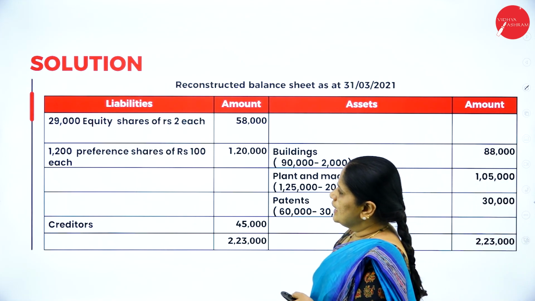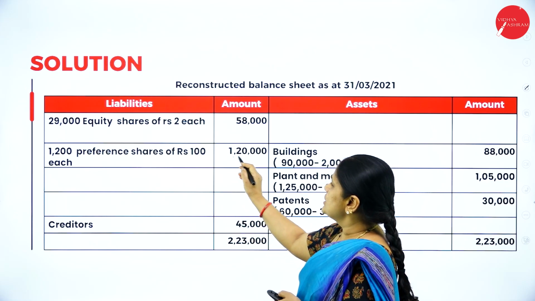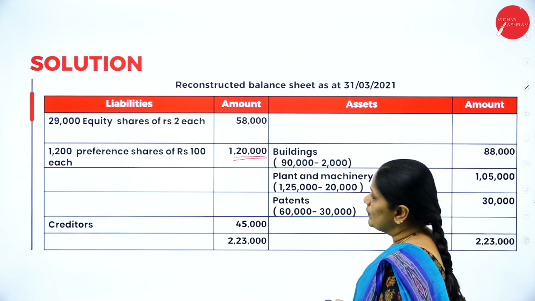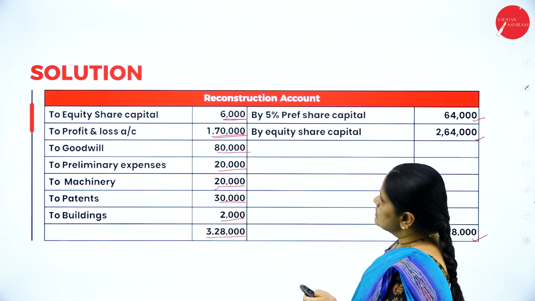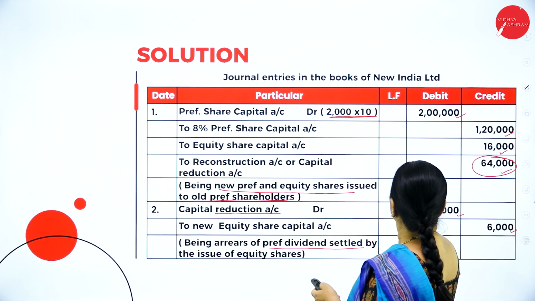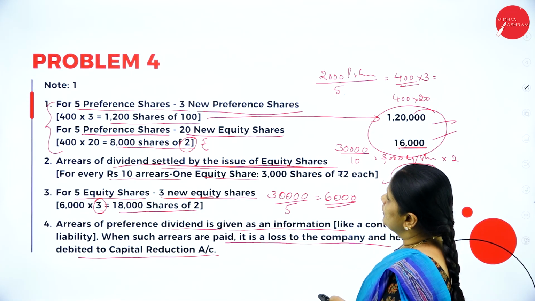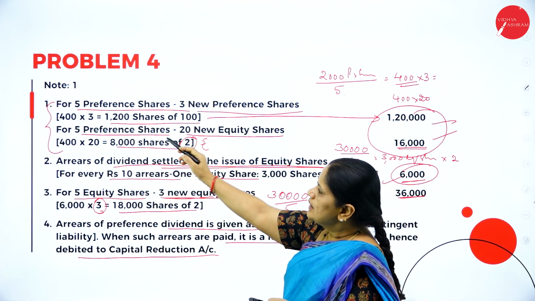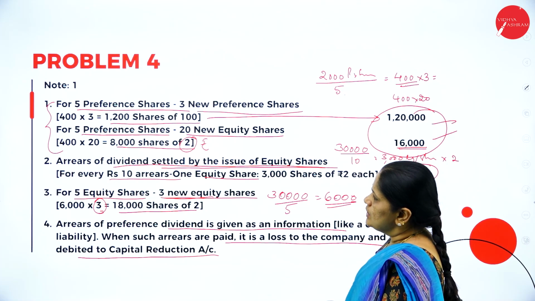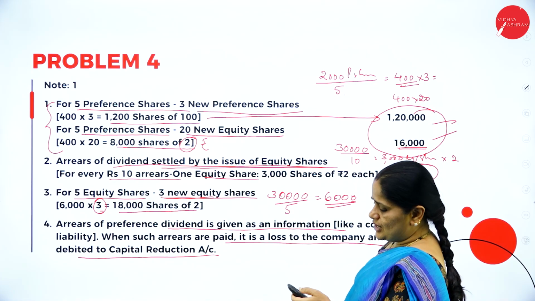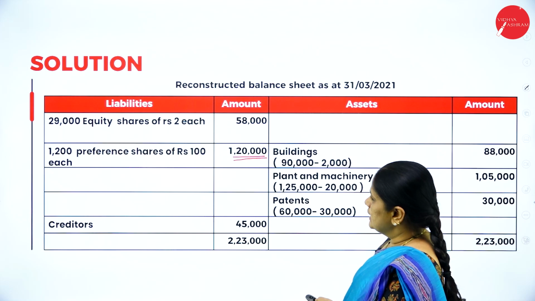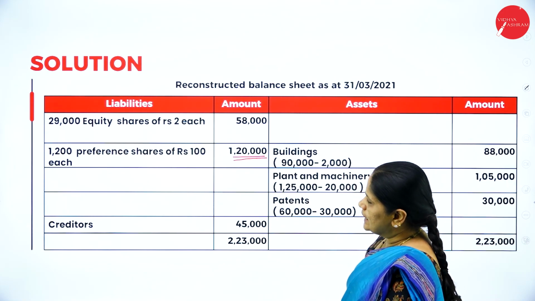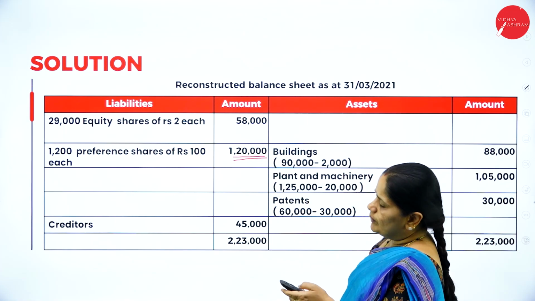Then next we have the reconstructed balance sheet. So we have 1200 preference shares of rupees 100 each, so that comes up to 1,20,000. How did we get 1200 preference shares? You should make a note here. For every 5 preference shares, so how many shares are you using here? 1200 preference shares. So that is what we are writing in the balance sheet. And then, see here, 1200 preference shares of rupees 100 each, 1,20,000.